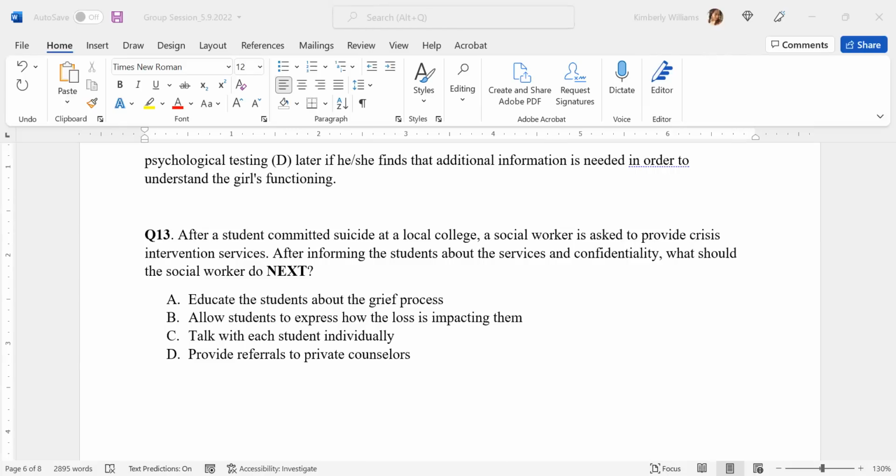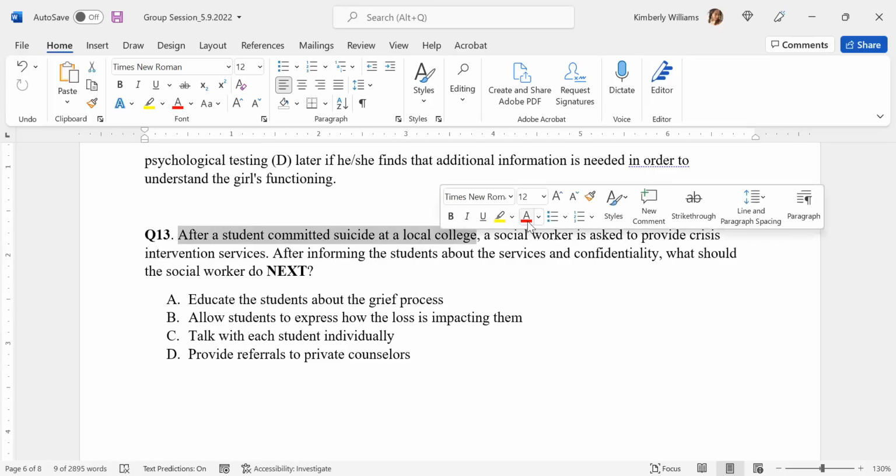All right, we got this good old next question. So that means, I would say we're in the middle phase. Okay. All right, and what's our issue? After informing the students about services and confidentiality, what should she do next? Okay. So the issue is the student committed suicide.